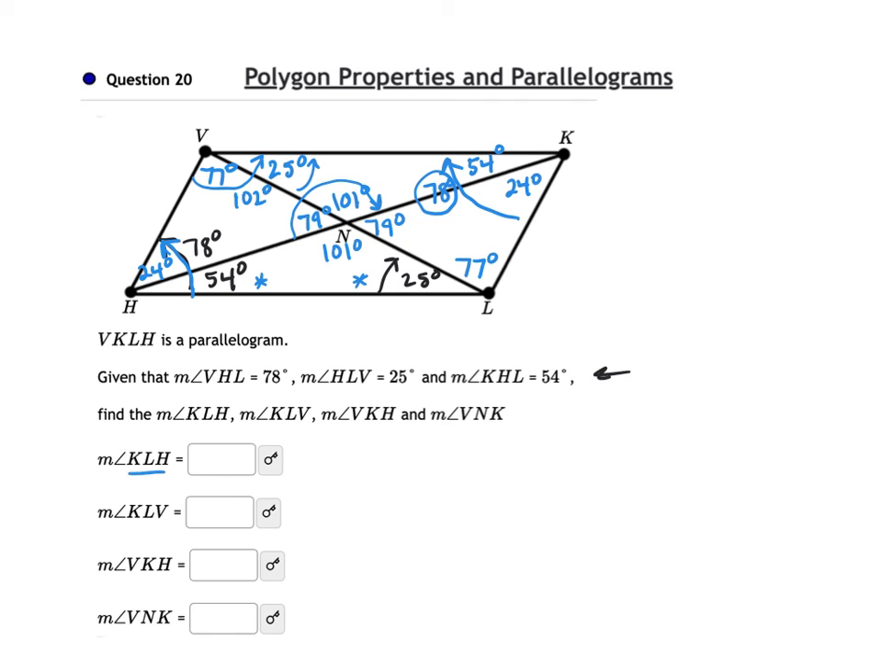The first angle we're looking for is angle KLH. KLH, which is this entire angle. Well, we found that it was 102 on the other side. It's 102 over here, too. Opposite angles of a parallelogram are congruent.